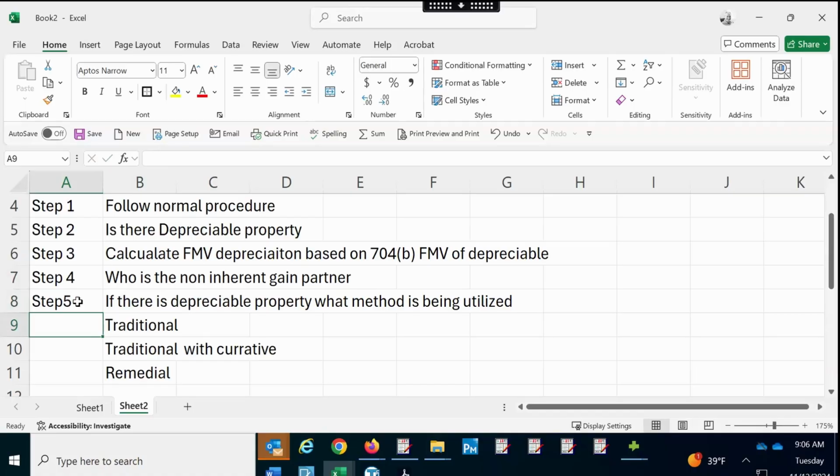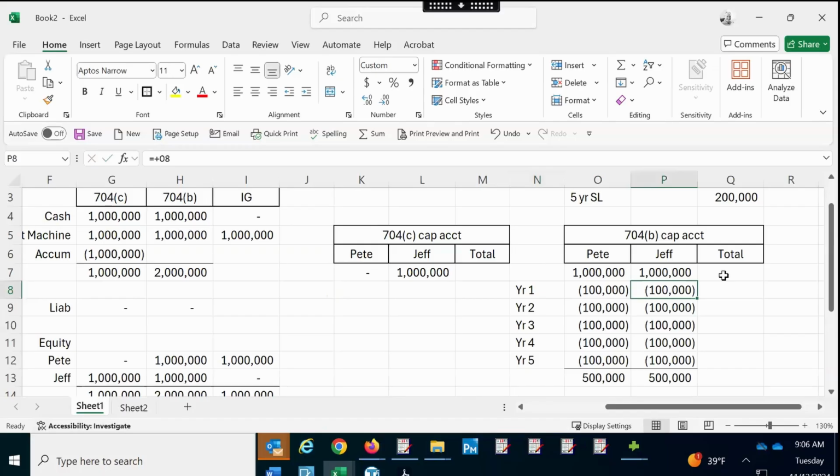Okay, and I'm going to go back to step 4 a second. The reason I'm asking who the non-inherent gain partner is tells me this is a guidepost. The non-inherent gain partner, Jeff, has a fair market value allocation of depreciation of how much? 100,000 a year. That 100,000 is a guidepost. It is an indicator of telling you what you need to do next.